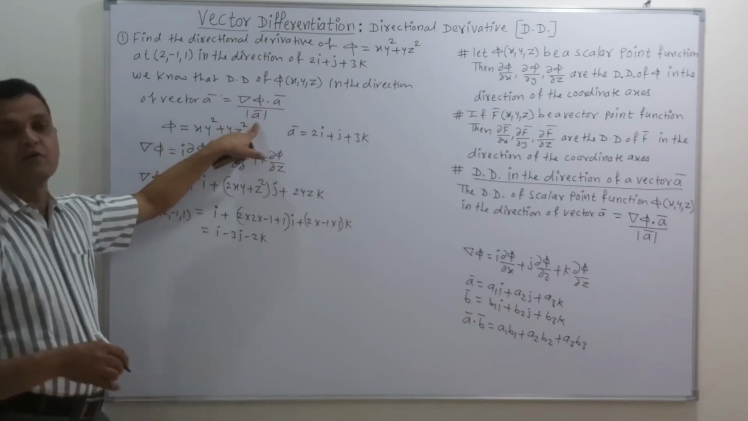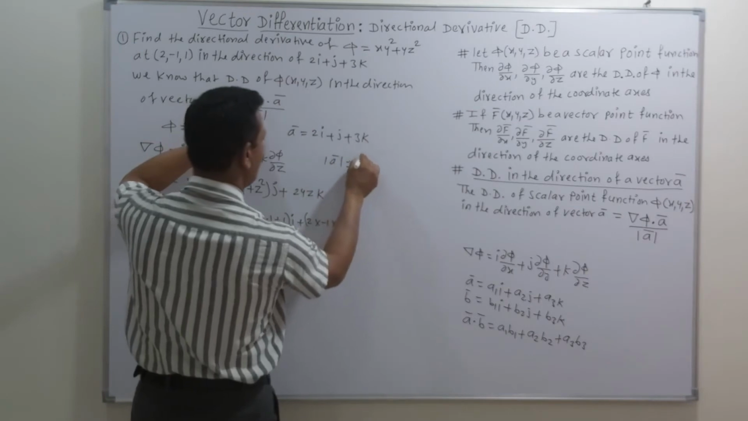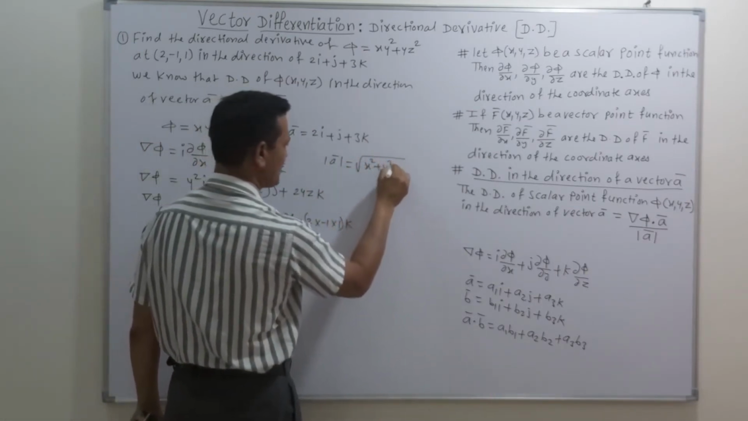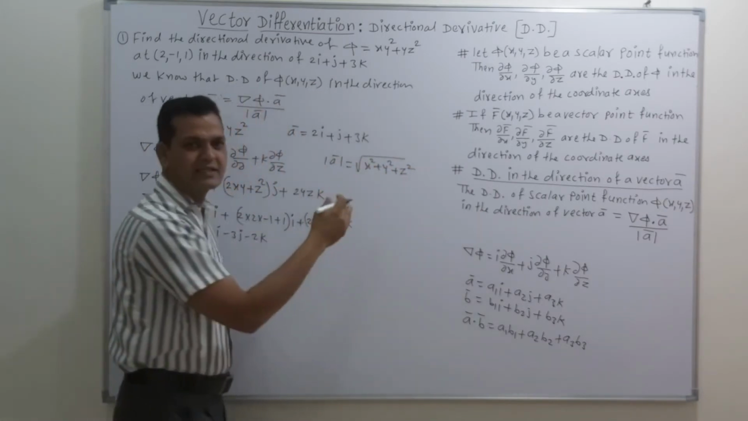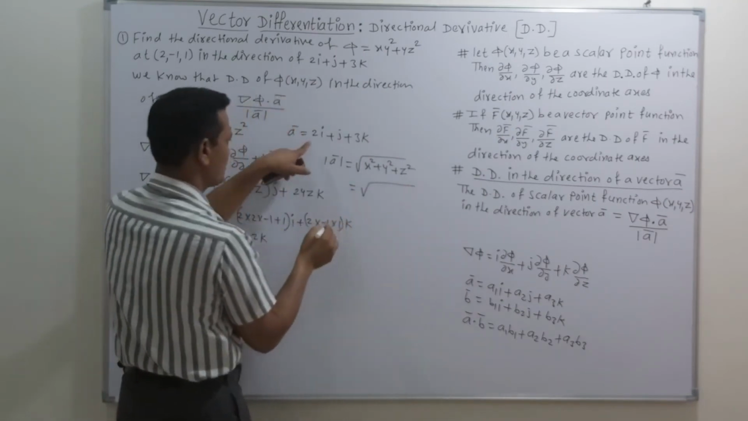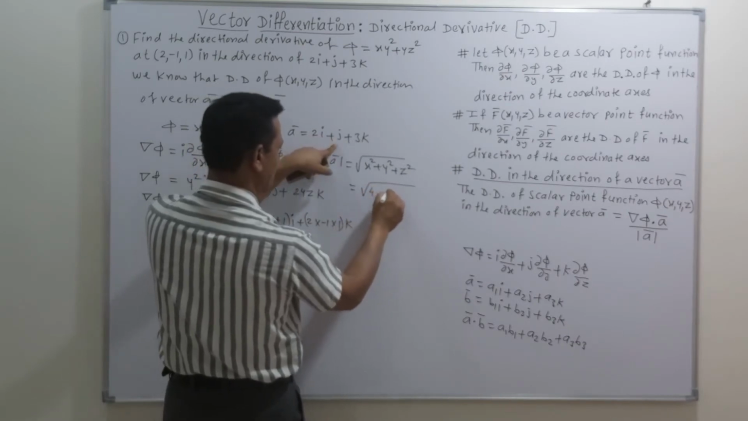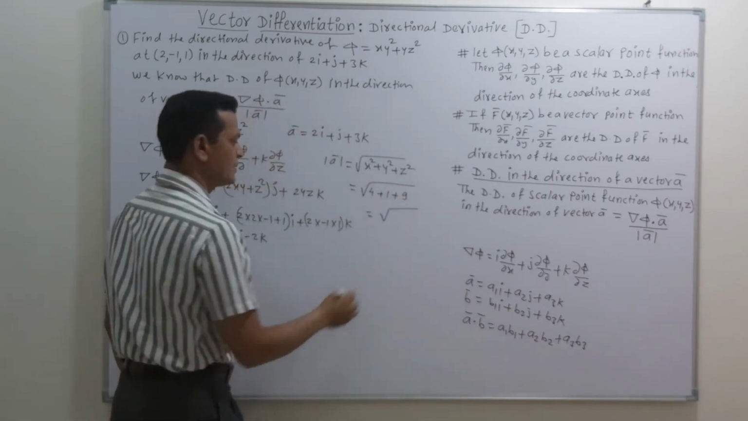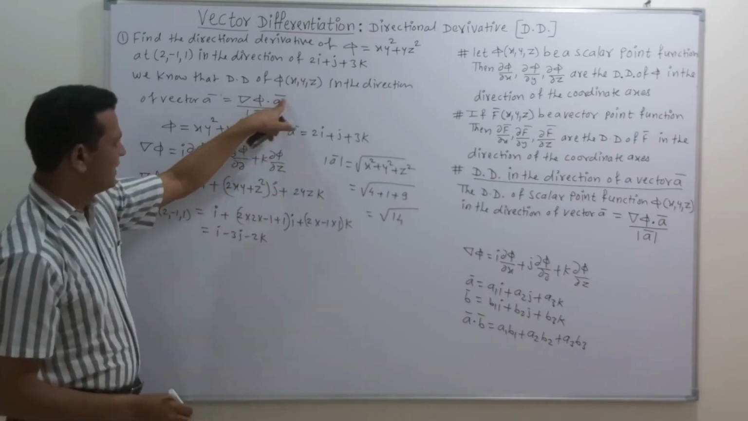Now the next step is to find the magnitude of a. We know the formula for magnitude of a, which is the square root of x square plus y square plus z square, if the vector is defined as xi plus yj plus zk. Then we can write the magnitude as: the coefficient of x is 2, so 2 square is 4, plus 1 square is 1, plus 3 square is 9. So we find this magnitude as root of 14. In this way we get the value of a.